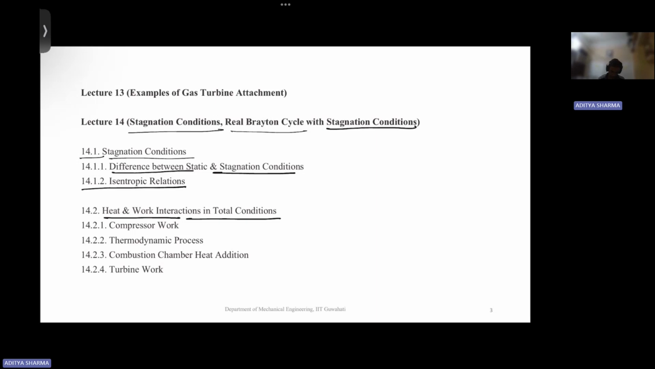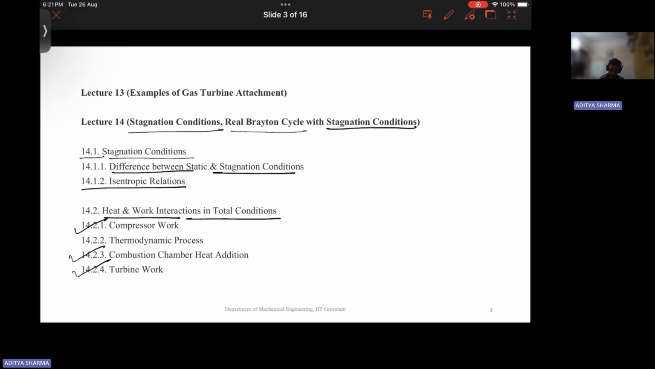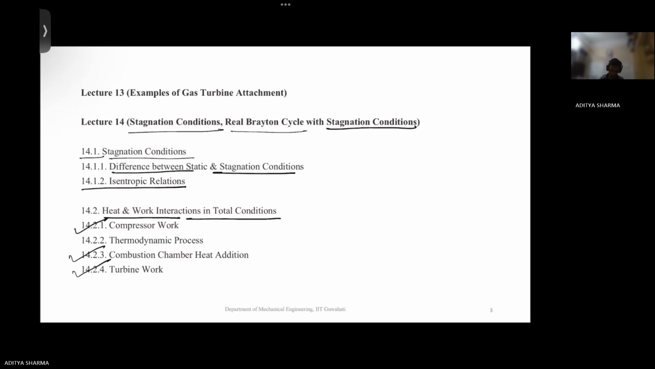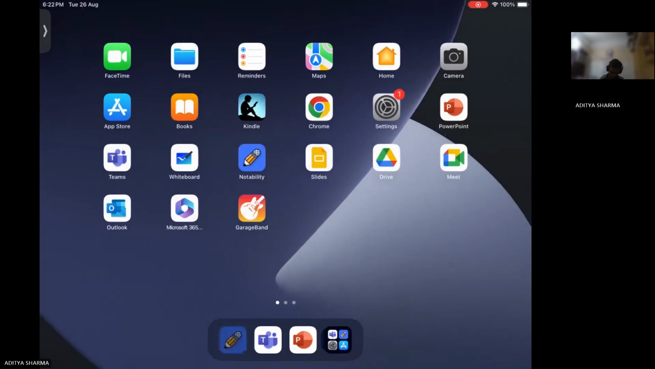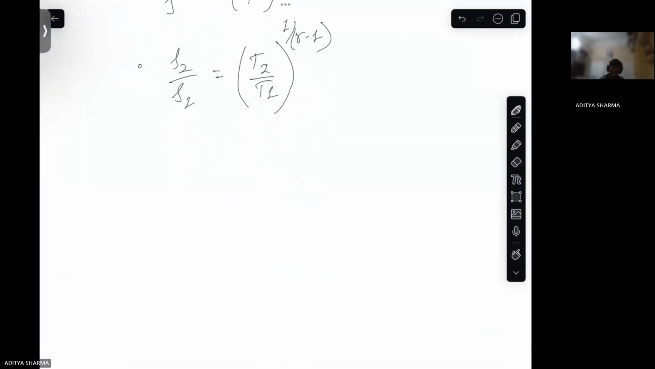So in 14.2, we have compressor work, then combustion chamber heat addition, then turbine work. So these three major topics are there, considering the total conditions. Let's see these one by one. First is your compressor work.